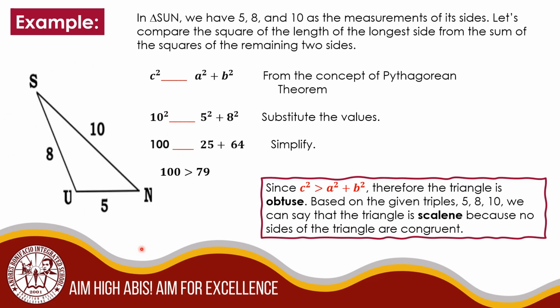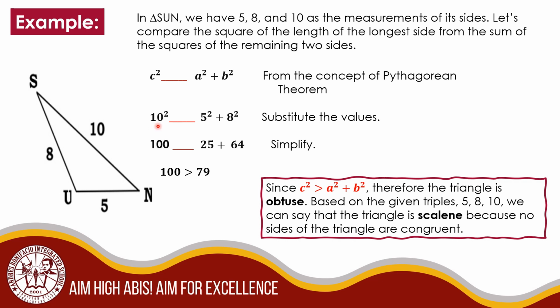The second figure, we have triangle SUN. We have 5, 8, and 10 as the measurements of its sides. Let's compare the square of the length of the longest side with the sum of the squares of the remaining 2 sides. So from the concept of Pythagorean Theorem, we have C squared, that's our first blank, A squared plus B squared. Your A here is 5, B is 8, and C is 10.